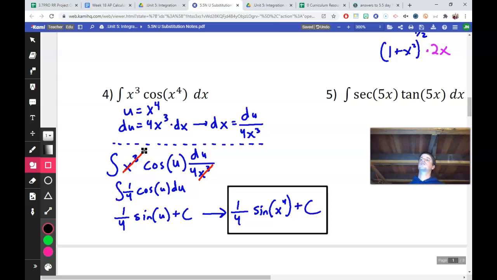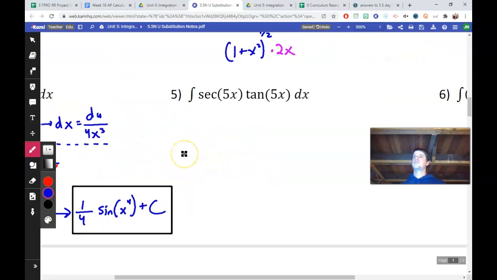You can think about it. If you take the derivative, the derivative of sine is cosine, so we got that part. This x to the 4th, we need to use chain rule, so we will get 4x cubed. Well, the 4 times 1/4 is 1. Leaves us an x cubed out in front, so we are good to go.